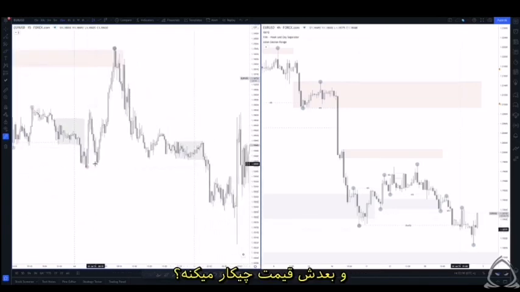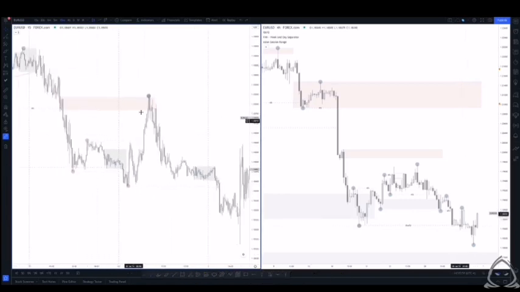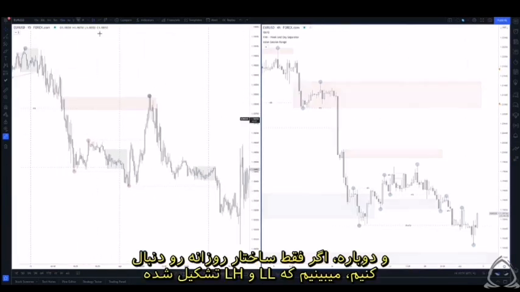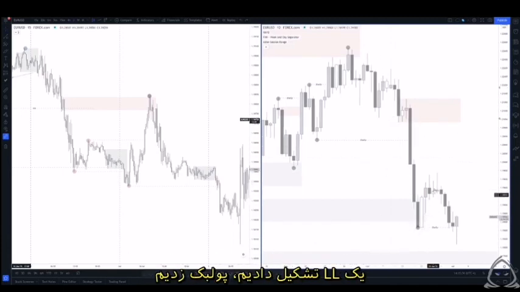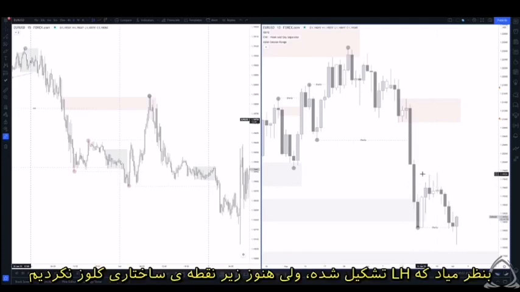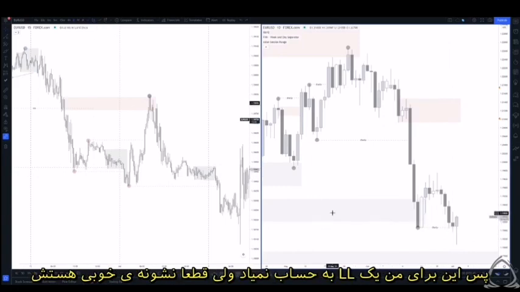And then what does price do? It continues to move to the downside. And again, all this is doing is following the daily structure. We're putting in lower lows and lower highs. We put in a lower low, we pulled back, we created what appears to be a lower high. But again, we haven't actually closed below this structural point. So for me right now, this isn't a confirmed lower low, but it's definitely a good indication.